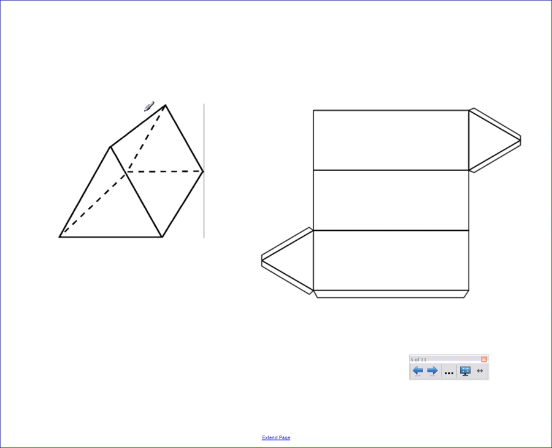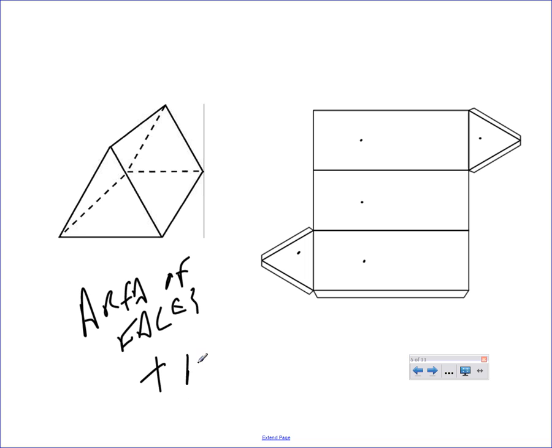If we wanted to find the surface area of this triangular prism, which is the popular prism, and we unfold it, we've got 3 rectangles and 2 triangles. We'd use our formulas for rectangles and triangles, figure out the area of all the various pieces, and then add them all up. So the area of the faces plus the area of the bases.